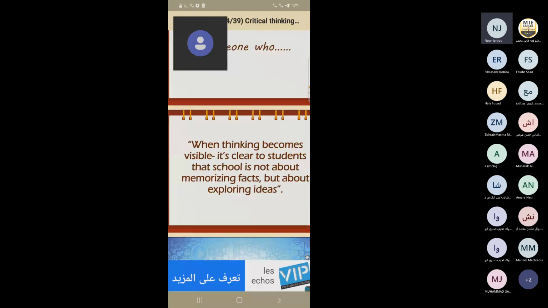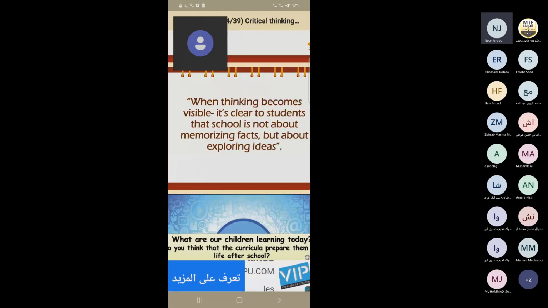Let's go to our topic. They start by saying, when thinking becomes visible, it's clear to students that school is not about memorizing facts, but about exploring ideas. We often give children answers to remember rather than problems to solve. Some teachers give the students ready-made information, but they don't give them the adequate chance to solve the problems and search for the answers by themselves. So it must be remembered that the purpose of education is not to fill the minds of the students with facts.